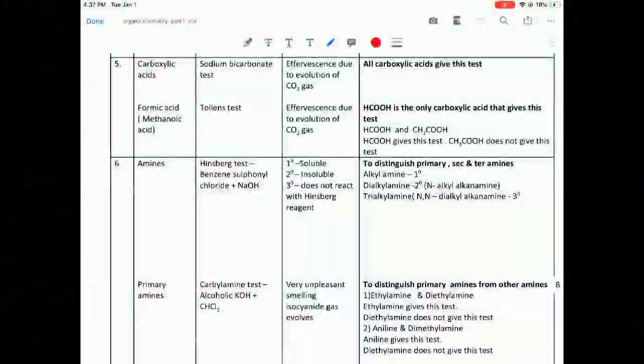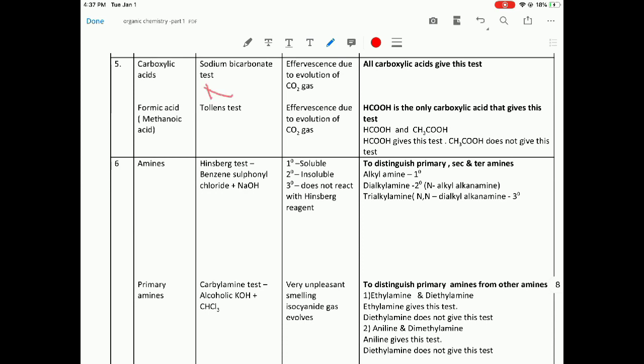The next compound that we'll discuss is carboxylic acid. To test carboxylic acid, use NaHCO3. All carboxylic acids give a brisk effervescence with sodium bicarbonate. But in case you get formic acid, this is the only acid which will give a positive Tollens test due to the presence of the H-C=O group. So if you get compounds like formic acid and ethanoic acid, use the Tollens test. Formic acid will give a positive answer to this and ethanoic acid will not give this test.